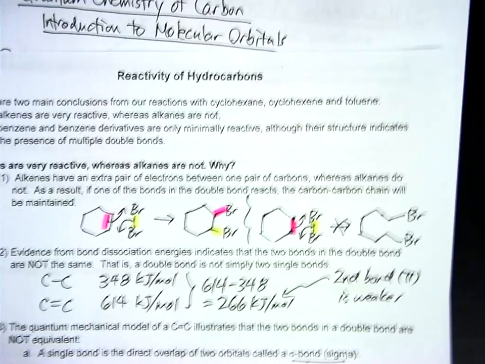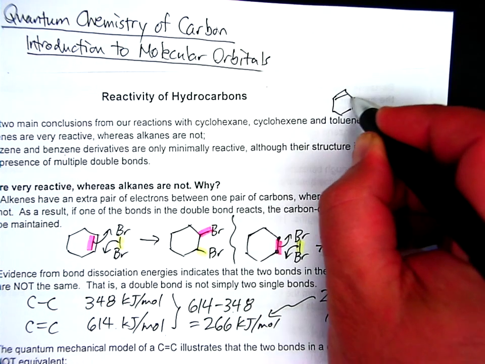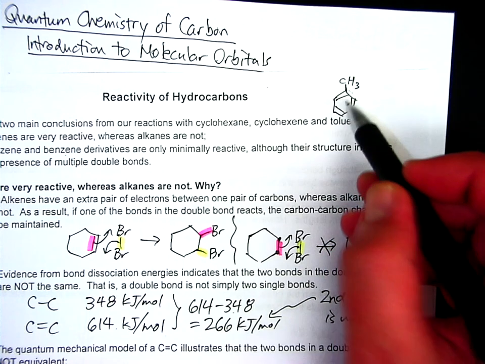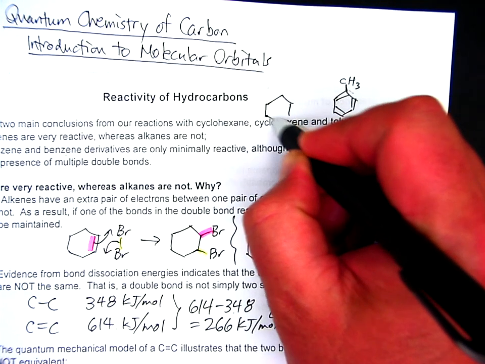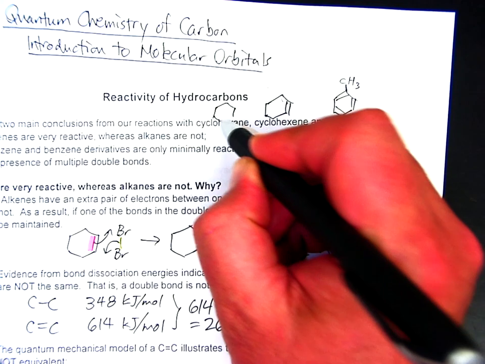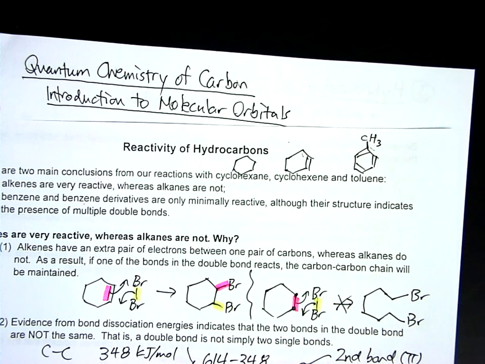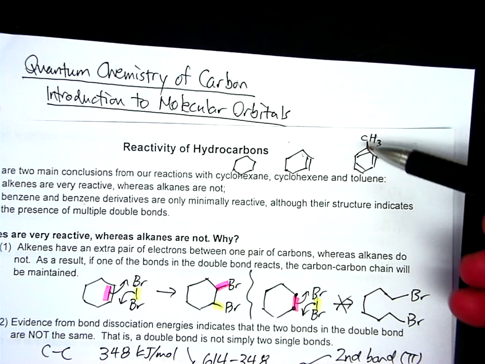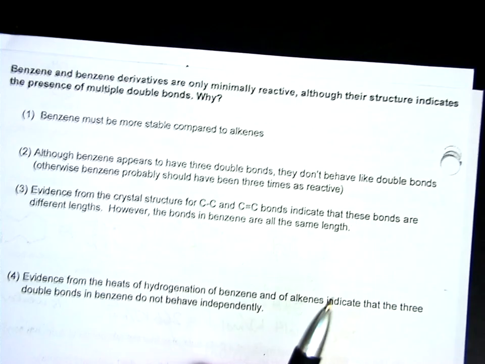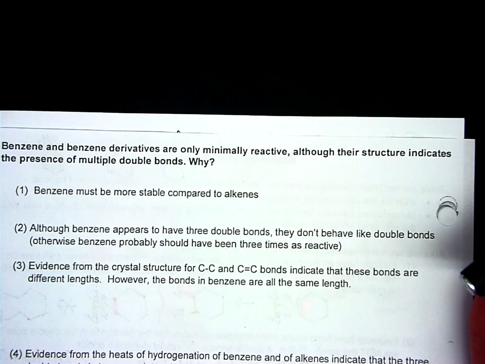Now, the other puzzling thing is toluene. We can't use benzene, which would be ideal, but toluene has a methyl group on this benzene ring, a 6-membered ring. Cyclohexene is a 6-carbon cyclic structure with a double bond, and cyclohexane is a 6-membered cyclic structure with only single bonds. You'd expect that if this is reactive, this would be even more reactive, since it has 3 times the number of double bonds. But this is not what we see. We see that toluene is minimally reactive. Benzene and benzene derivatives are only minimally reactive, although their structure indicates the presence of multiple bonds.